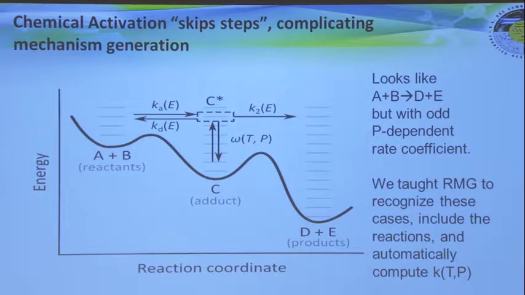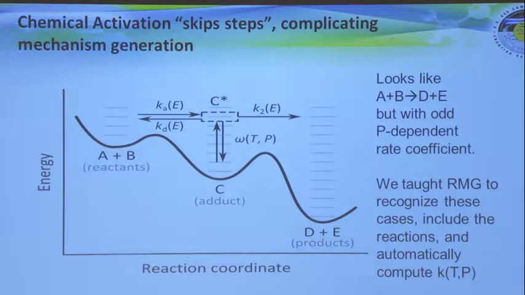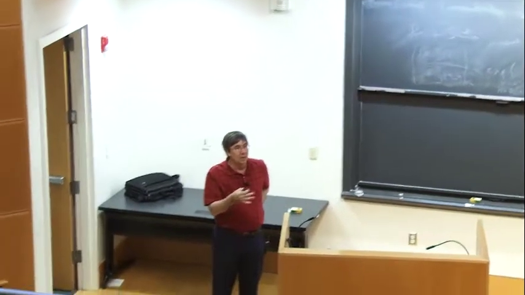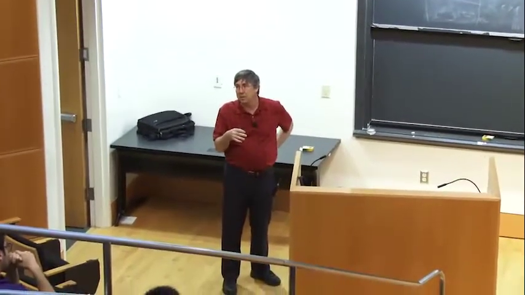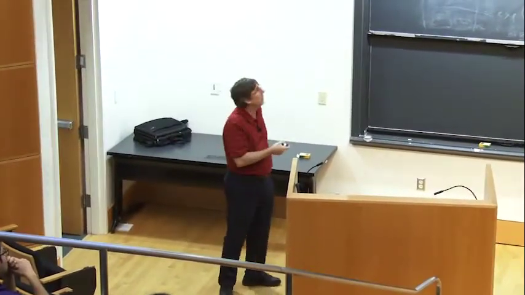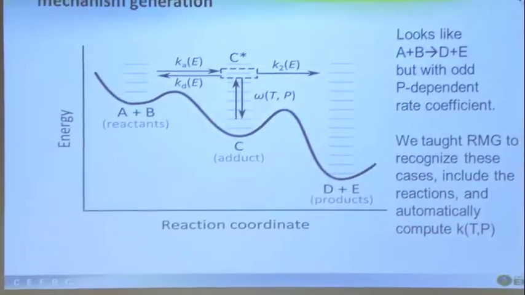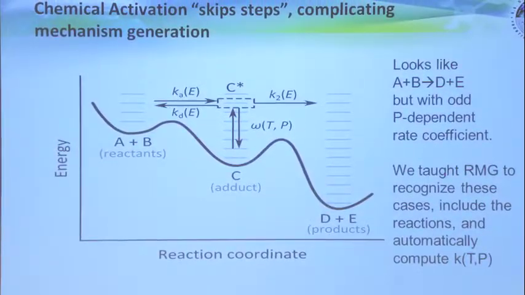You get a very odd pressure-dependent rate coefficient. This is one where, as the pressure increases, this rate going A plus B goes to D plus E gets slower, because the stuff gets trapped in C instead of going to D plus E. So it has like inverse pressure dependence. Most of the time, when you increase the pressure, rates get faster. This is when it gets slower. And also, it actually has really wacko temperature dependence, too. It turns out when you solve it. So anyway, we taught RMG how to do this.